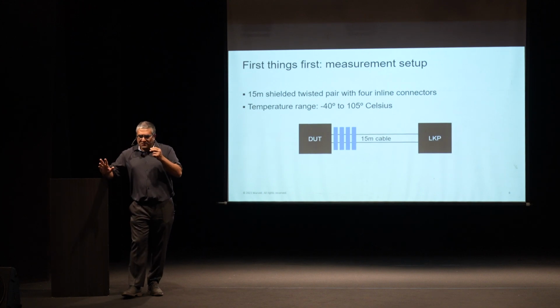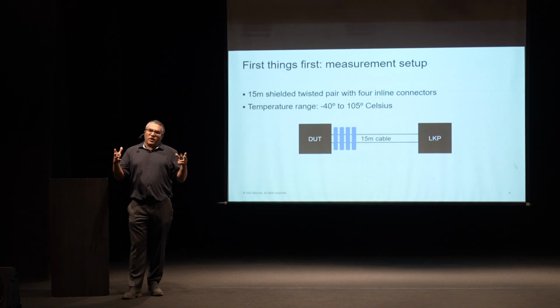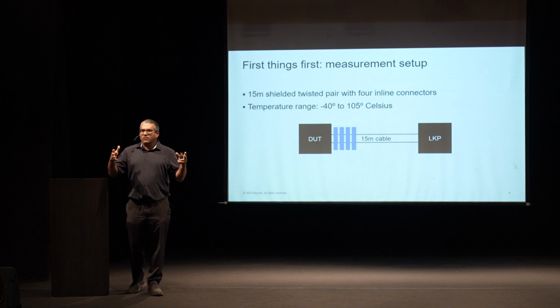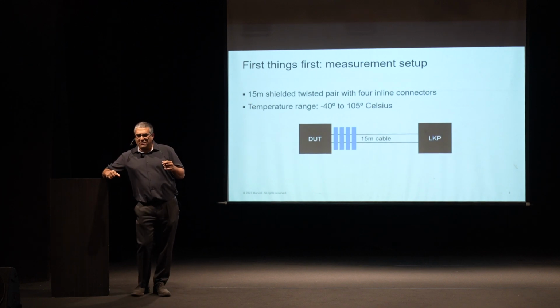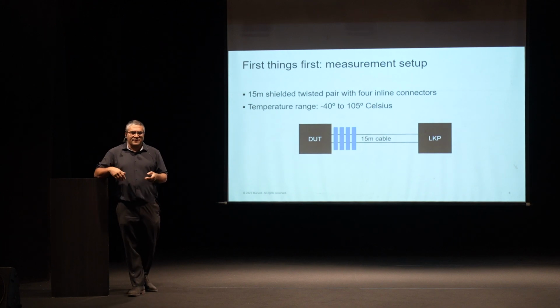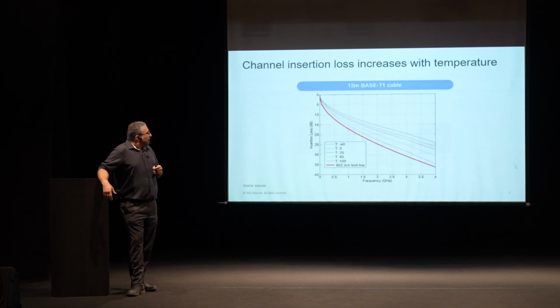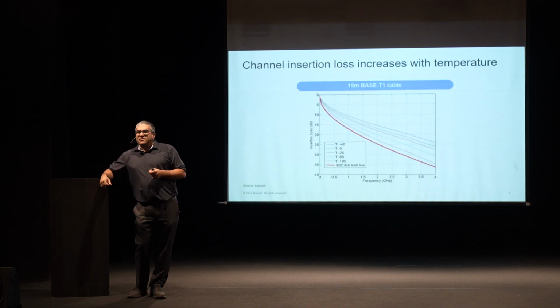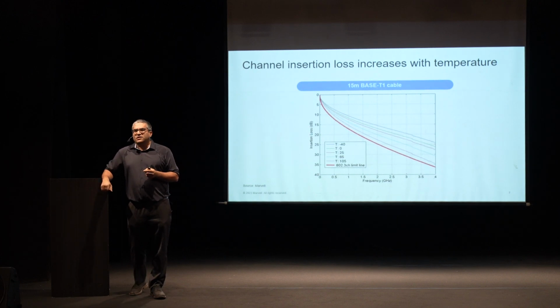So first, what we're going to do. We have this 15-meter cable, which is the limit line we have for some standards. We have the four-line inline connector. We put the system inside the oven and measure what's going to happen at minus 40 degrees and 105 degrees. What's the change we're going to see, and how are we going to handle it? Are we able to handle this problem?